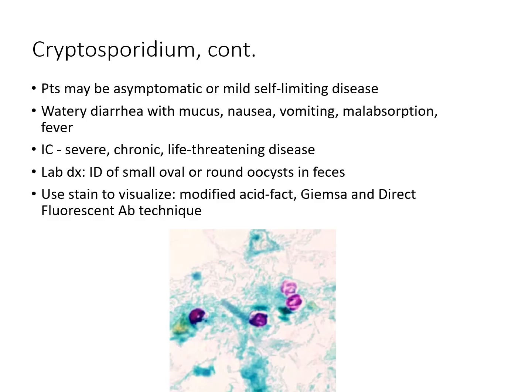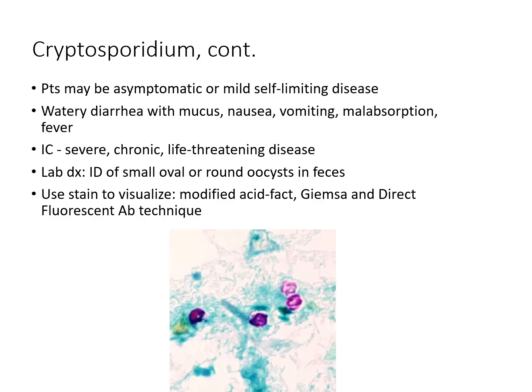The modified acid-fast stain is the standard and most widely used method for visualizing Cryptosporidium oocysts. The oocysts stain bright red or pink against a blue or green background, making them stand out clearly. Unlike typical acid-fast bacteria, Cryptosporidium oocysts are only partially acid-fast, which is why the modified or cold acid-fast method is preferred. This technique is cost-effective and relatively simple, making it ideal for routine diagnostics.